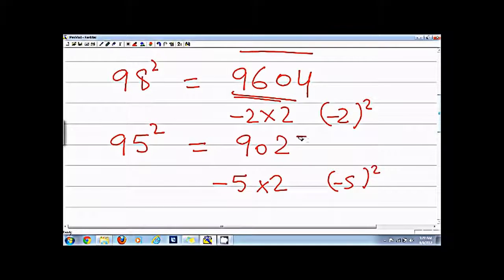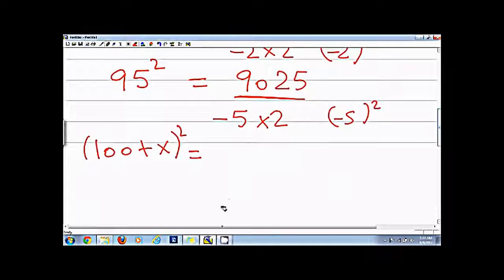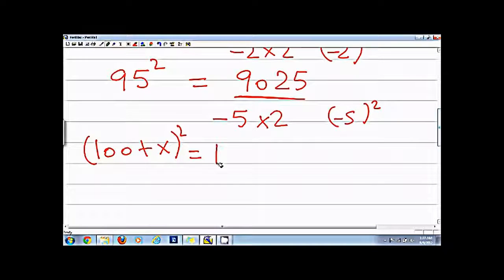Now this is not magic, there is a proof for this trick. For example, if we have 100 plus x and we want to take the square of this number, we can see it's 10000 plus 200x plus x square. If you look at this equation, it looks very close to my trick.